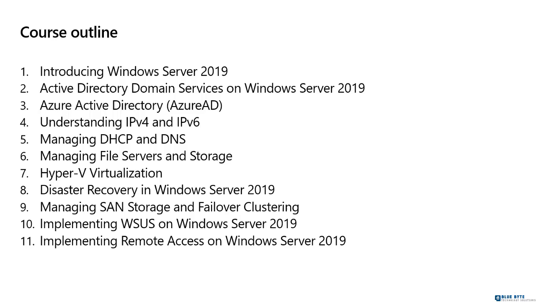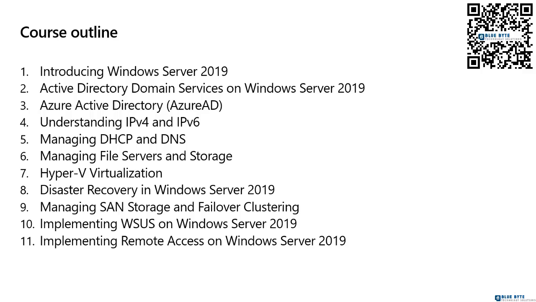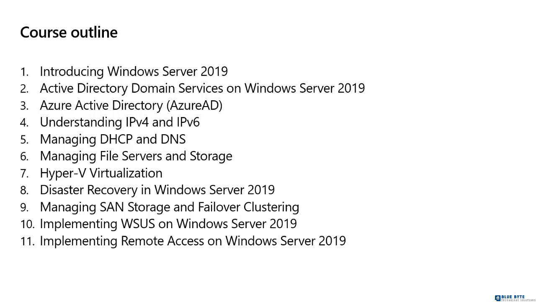In Module 11, we will cover remote access. Most companies do have some type of virtual private network configuration, so users can work from home and they can still access resources on the internal network. We'll look at exactly how that is set up using Windows Server 2019.